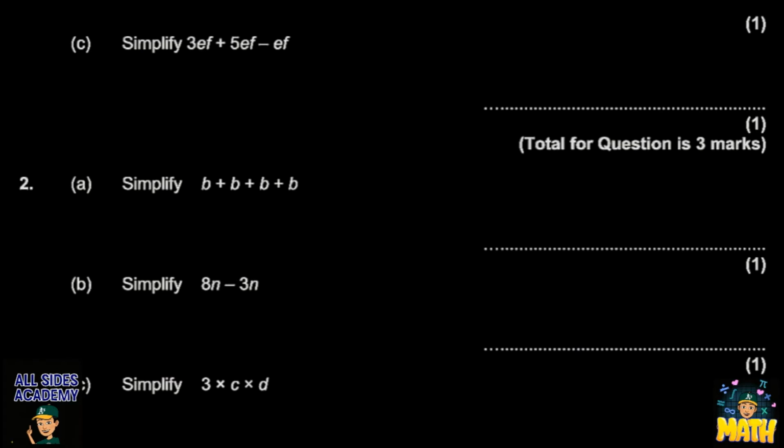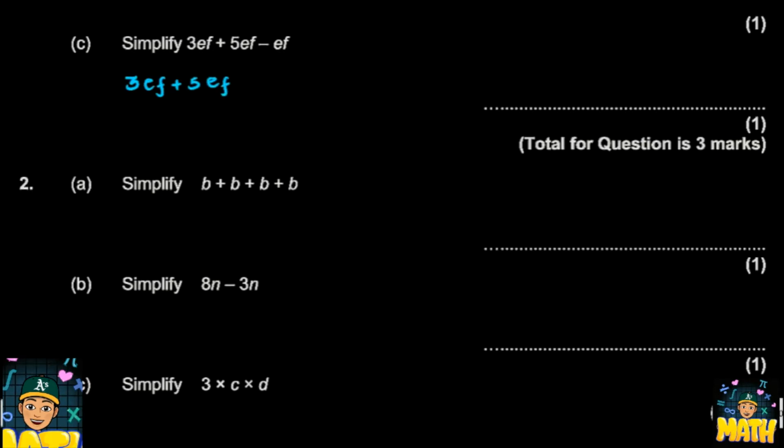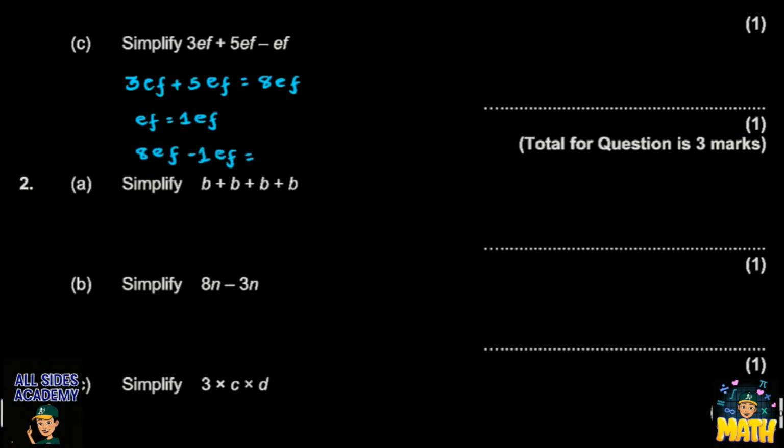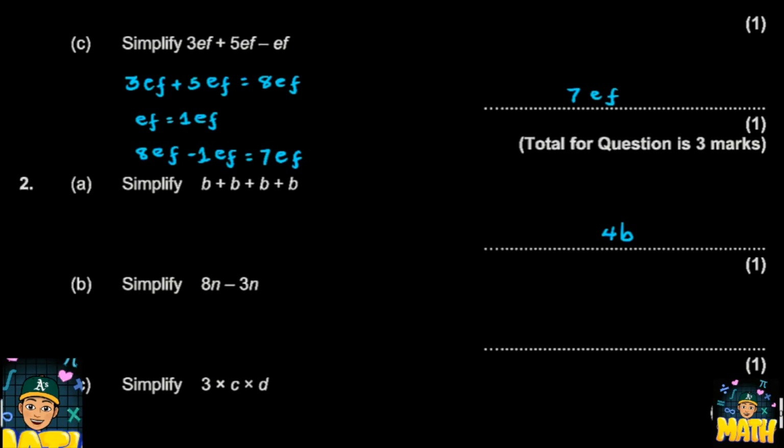Now here we have simplify 3ef plus 5ef minus ef. So the ef makes the 3 terms to be like terms. So we're going to add the 3 plus 5 to get 8 and then subtract ef. So that just means that there's a 1 ef right there. So I'm going to write that as adding the first 2, which is 8 ef, and then that is the same as 1 ef. When I subtract, I get 7 ef. The second one has 4 b's, so 4b is the answer right there.